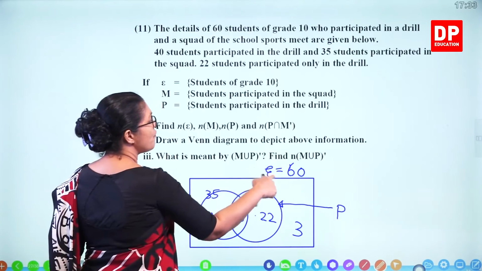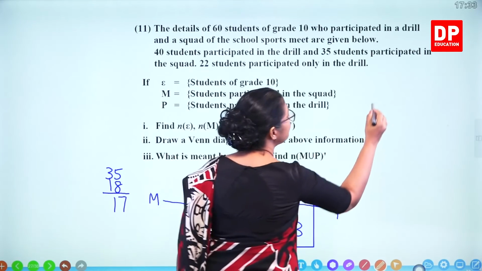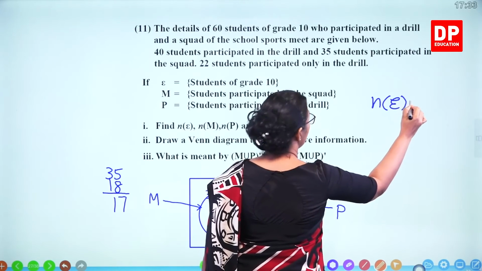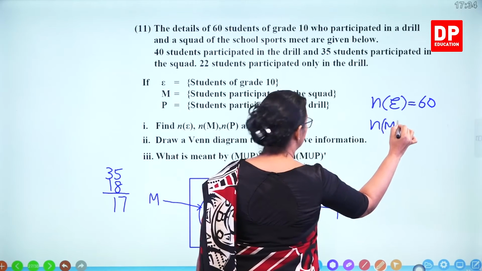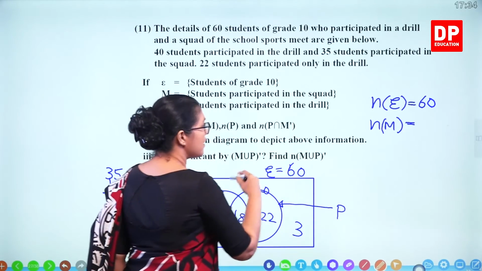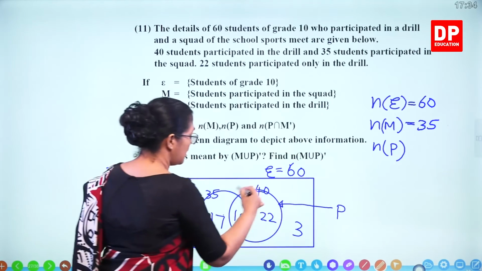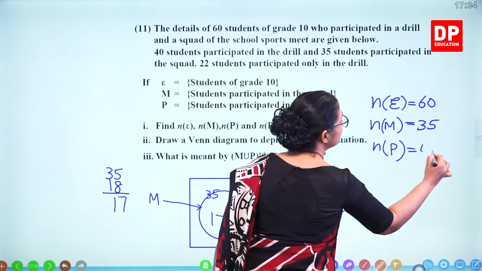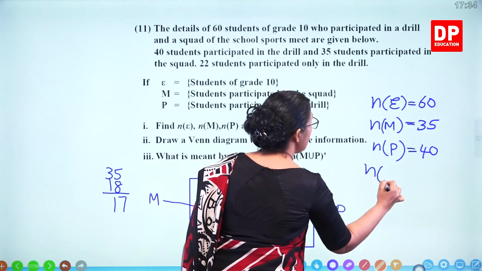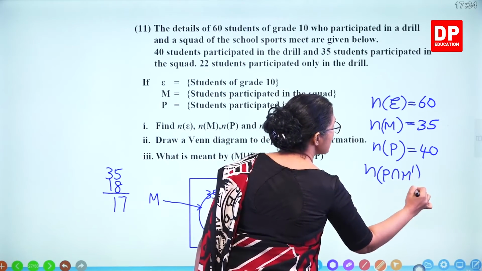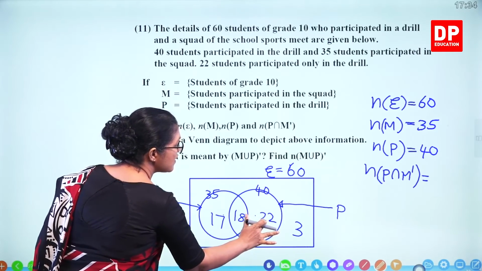NE, the number of students in the entire set. So what's NE? 60. NM, that's in the M set, 35. NP, that's the total in P, that's 40. And N of P intersection M dash, what's that? In P, but outside this. So this is 22.